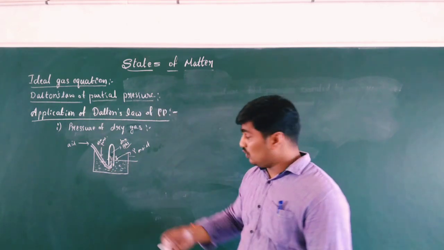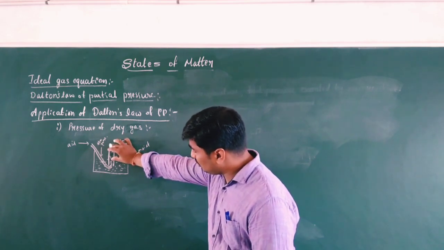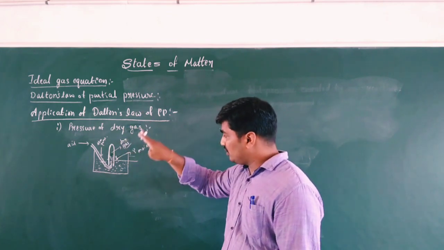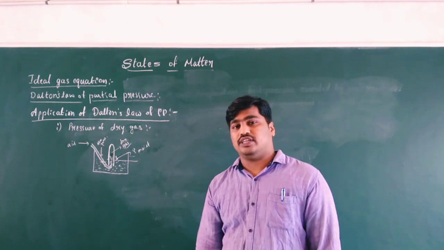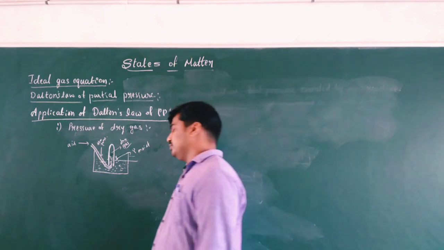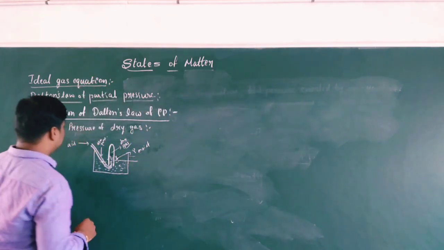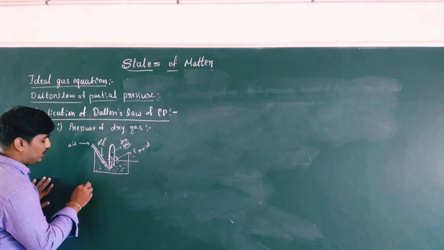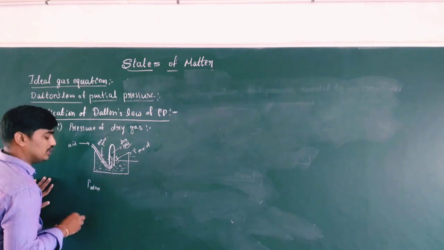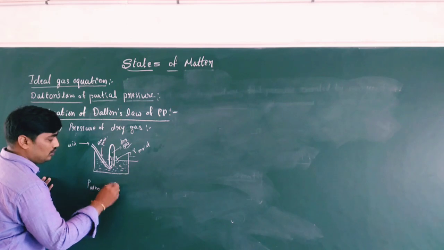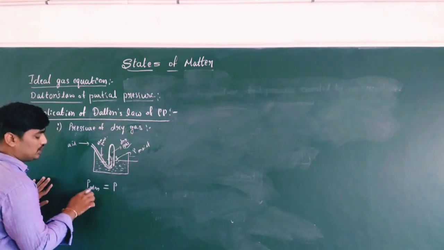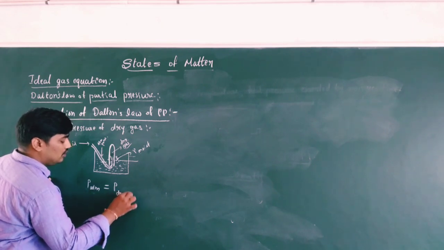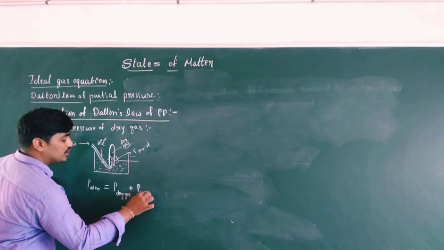According to Dalton's law, the total pressure exerted by non-reactive gases is equal to the sum of the pressure of the dry gas and the pressure of the moist gas. So by applying Dalton's law, the atmospheric pressure inside the tube is equal to the pressure of dry gas plus the pressure of moist.